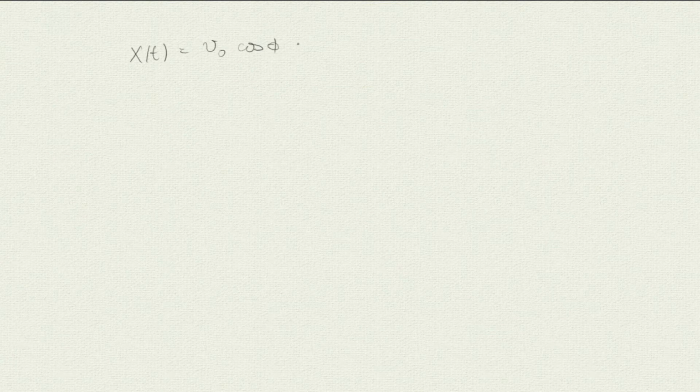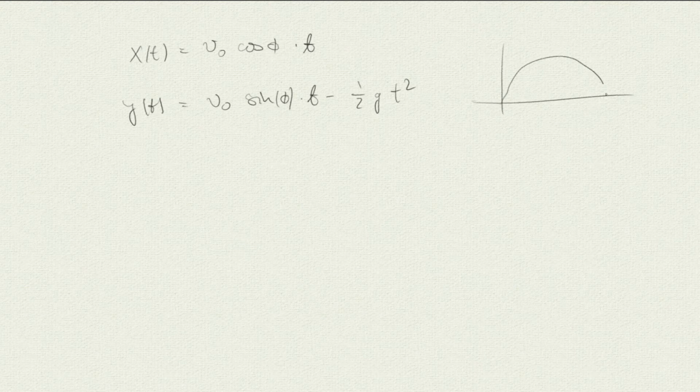So the equations that we have are x of t is v0 cosine of phi times t, and y of t is v0 sine of phi times t minus half g t squared. And so we have the dependence of x on time and of y on time, but if we want to plot it, we don't have the dependence of y on x, and that's what we're going to derive. Suppose that this is y, and this is the x. So how does y depend on x for each point x here?